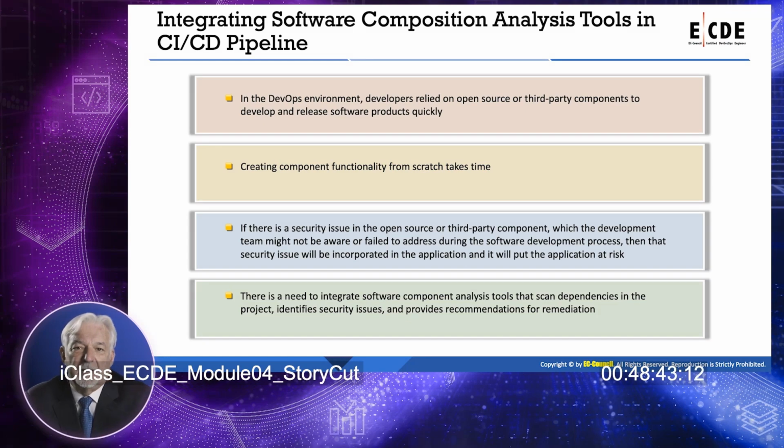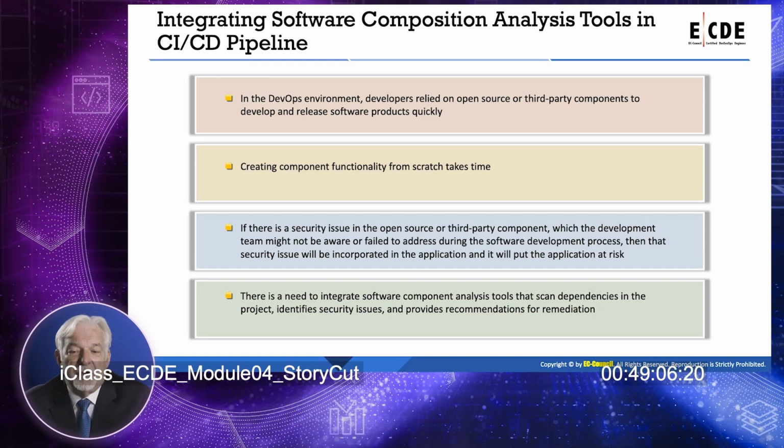So let's talk a little bit about SCA in the CI/CD pipeline. In the DevOps environment, developers relied on open source or third-party components to develop and release software products quickly. Creating component functionality from scratch takes a long time. So I guarantee you're going to have open source running in your environments.